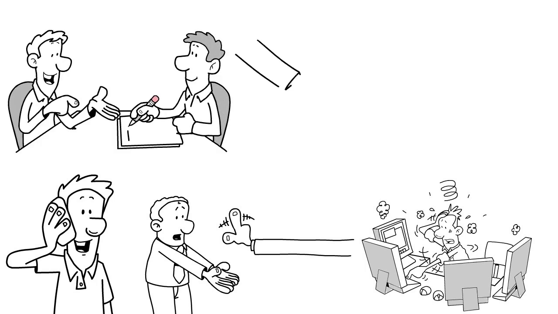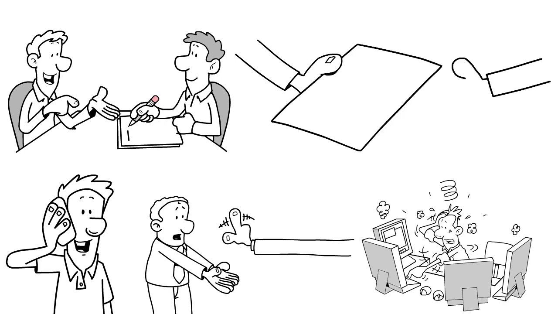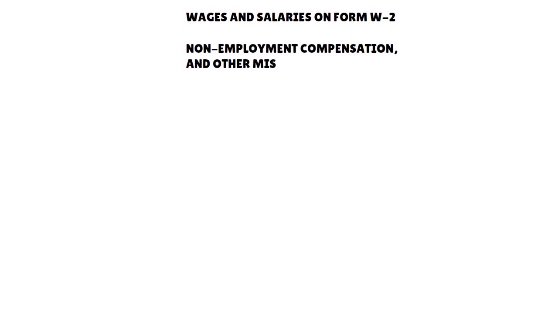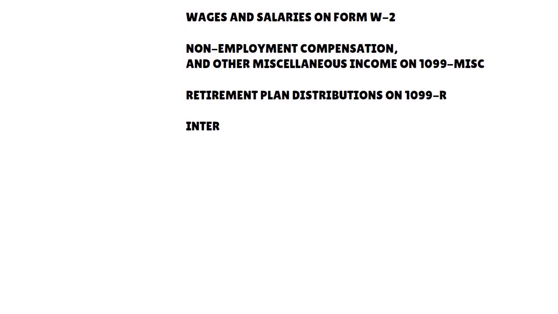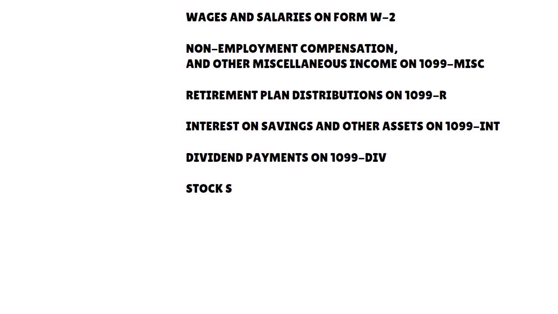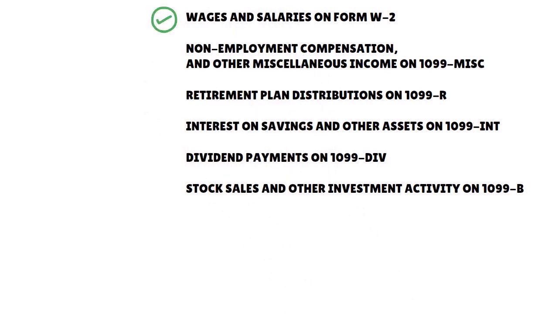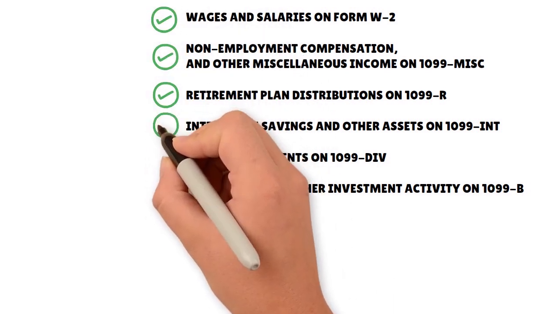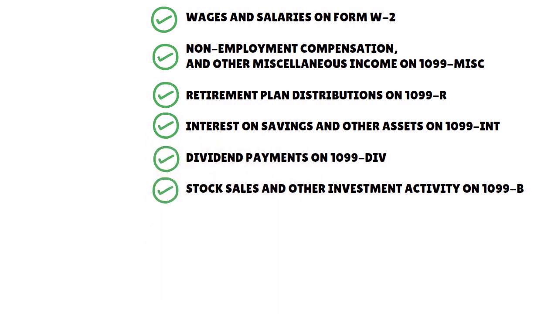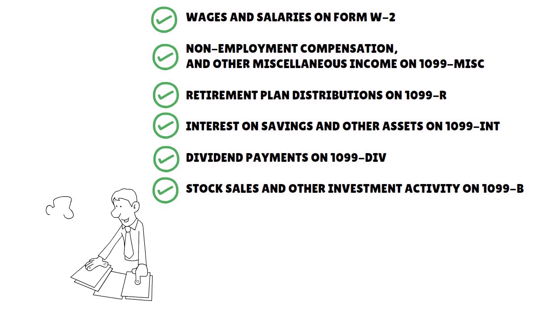And the tax transcript details types of income that were reported to the IRS primarily. This is important. So, for example, things like wages and salaries on Form W-2, non-employment compensation, royalties, and other miscellaneous income on 1099-NEC and 1099-MISC, retirement plan distributions on 1099-R, interest on savings and other assets on 1099-INT. You need to think about dividend payments on 1099-DIV, and stock sales and other investment activity on 1099-B.